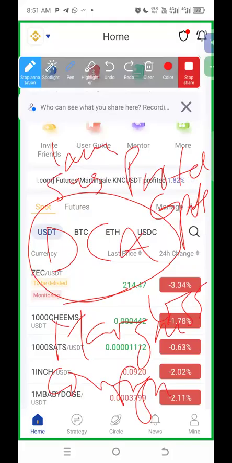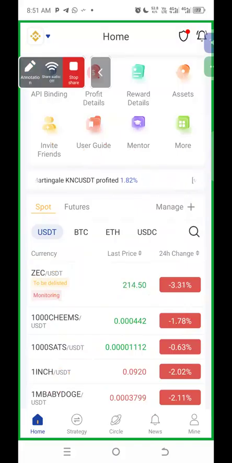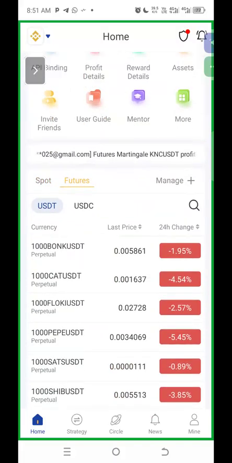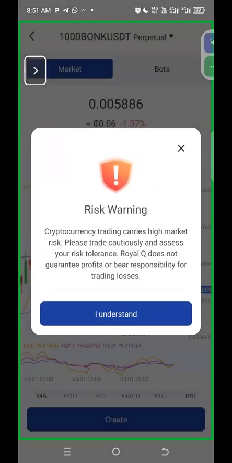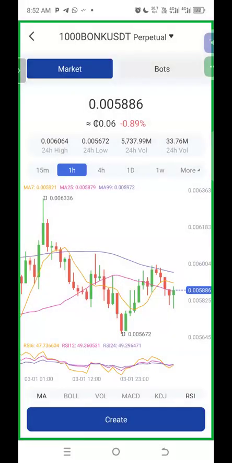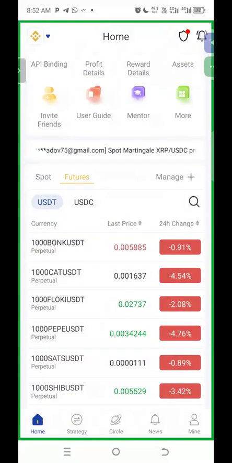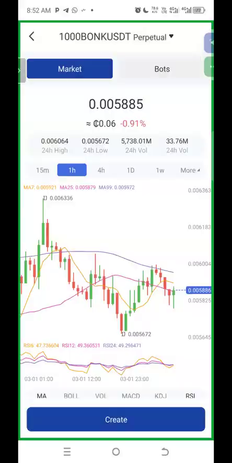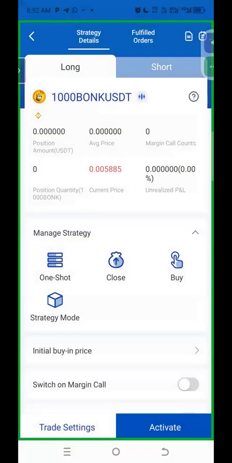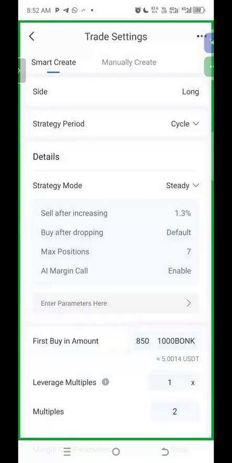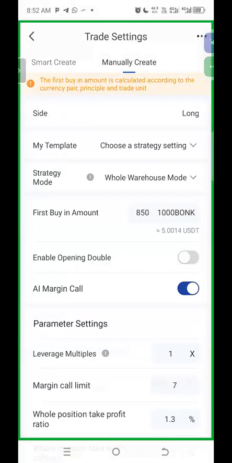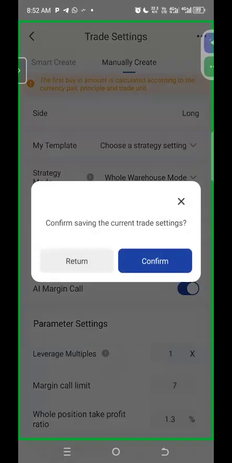So over here, let's go straight away. Let's say we have these assets, and of course, most of these assets, since last night, short, short and short. Good. Now, let's see. All right. So you click on trade settings. You click on manually create. There is something that's, let's see.